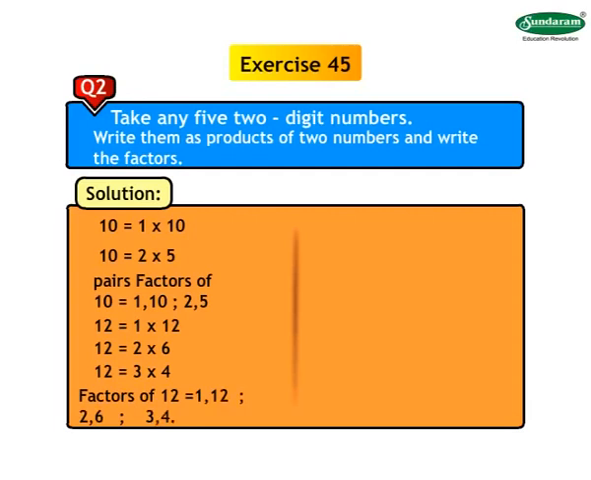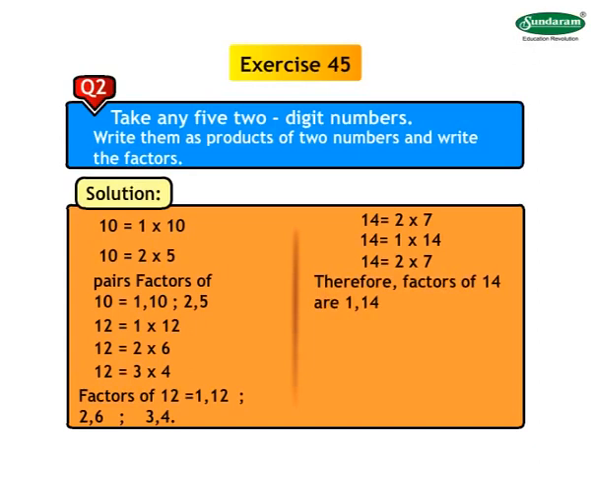Let us find the factors of 14. 14 is equal to 2 into 7. 14 is equal to 1 into 14. Therefore, pairs of factors of 14 are 1, 14, 2, 7.